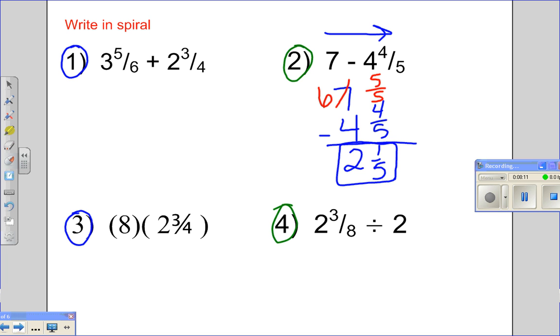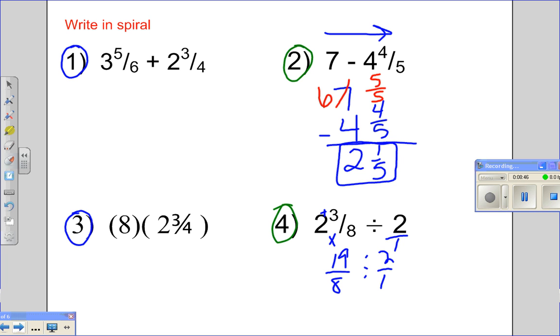So number 4. The only thing about number 4 that I just want you to be aware of is that when you have a whole number and you're multiplying and dividing, you don't borrow like we did on number 2. You just basically turn the whole number into a fraction by putting it over 1. So this is technically 2 3/8 divided by 2 over 1, because we have to have it as a fraction. All the other steps still apply. We're still going to convert to improper. So 8 times 2 plus 3, 19 over 8, divided by, we now have 2 over 1.